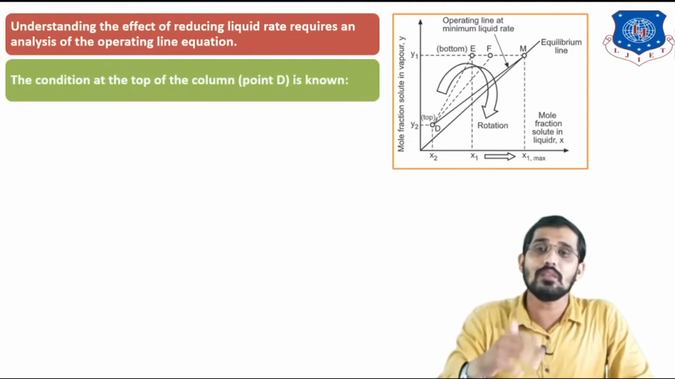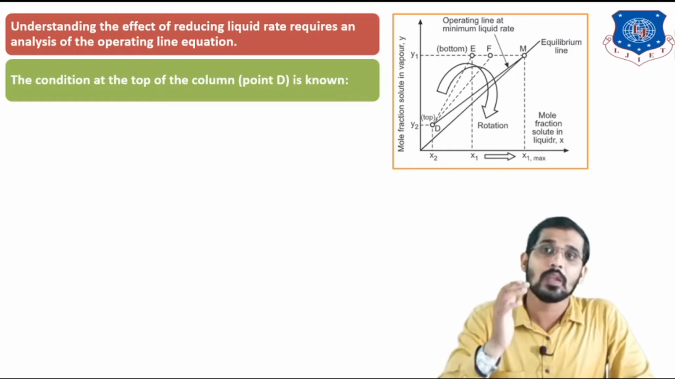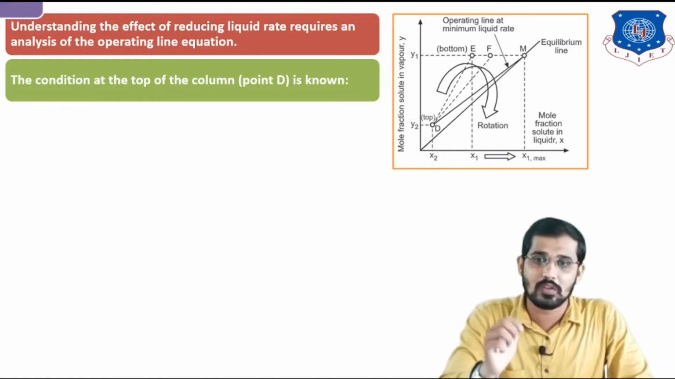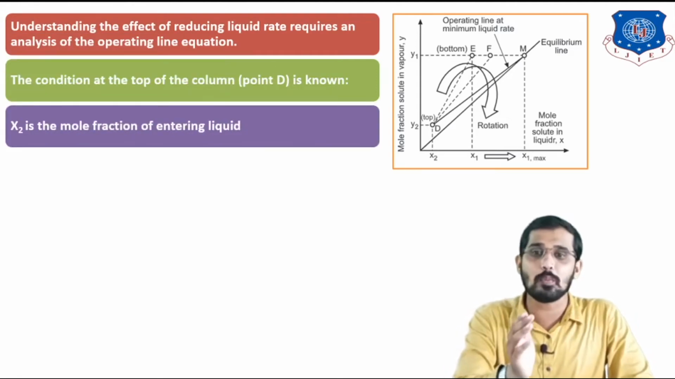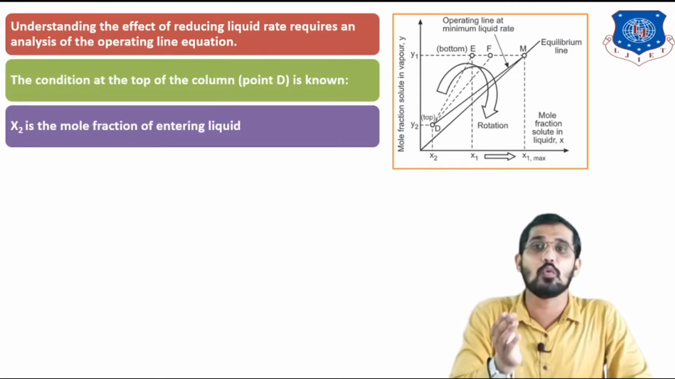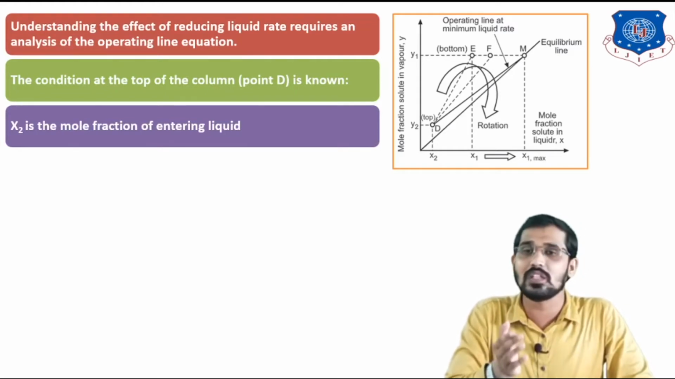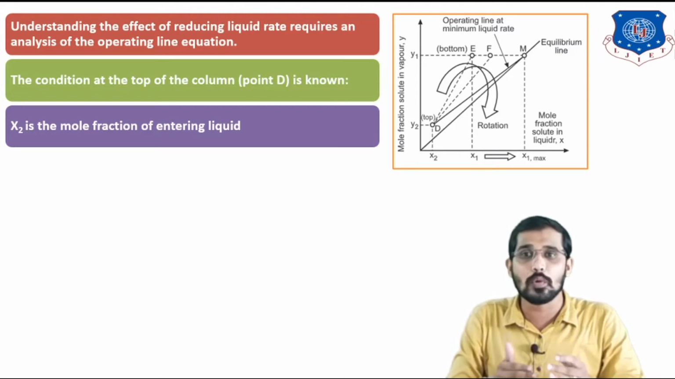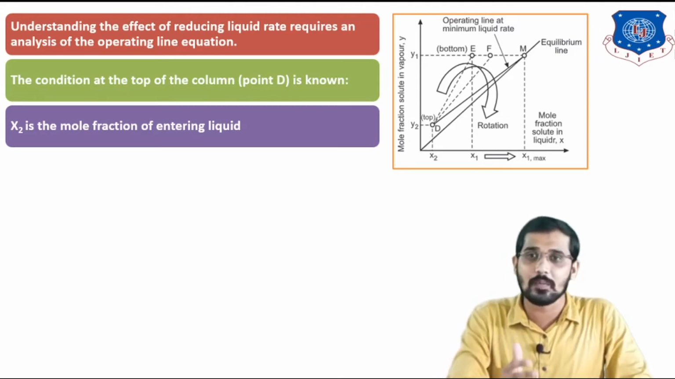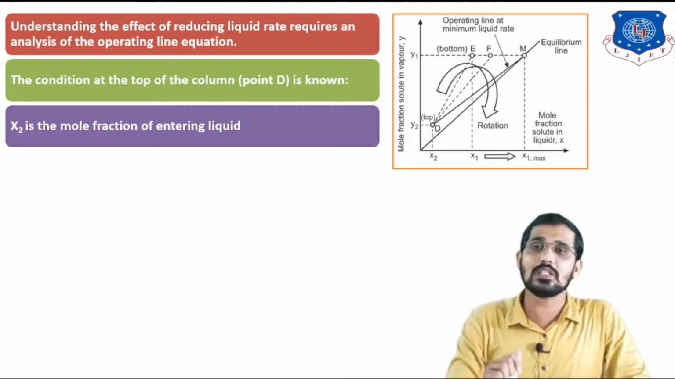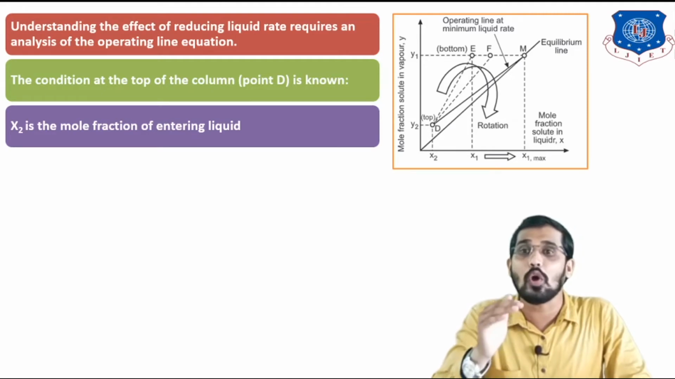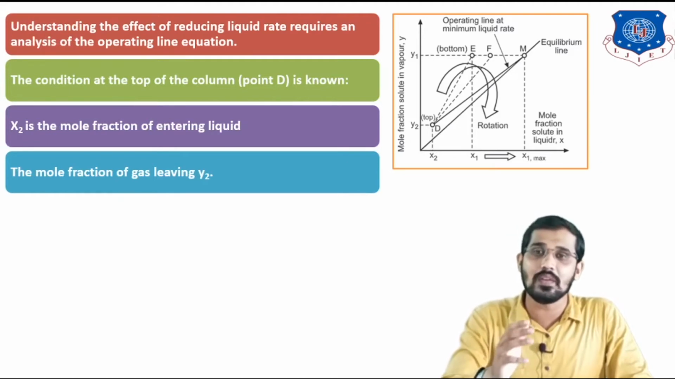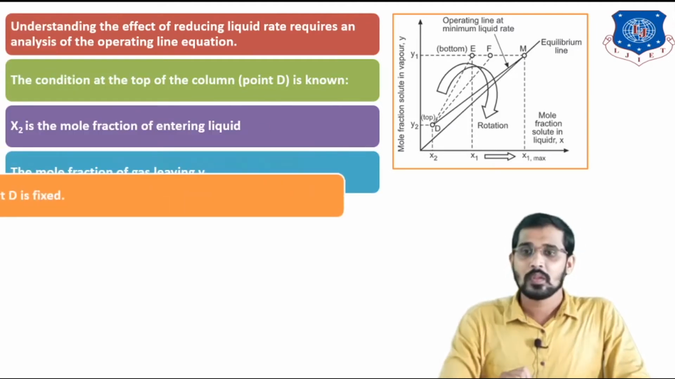Understood? Means whenever we are reducing the flow rate of the liquid, at that time these operating lines move towards the equilibrium line. So you can see on the screen. The conditions at the top of the column are known, that is y2 and x2. I told you the meaning of y2 and x2. These are the mole fraction of the component in the liquid phase, that is x2, and in the gaseous phase, that is y2. These are the compositions at the top of the section. You can see here, the mole fraction of the gas leaving is y2.